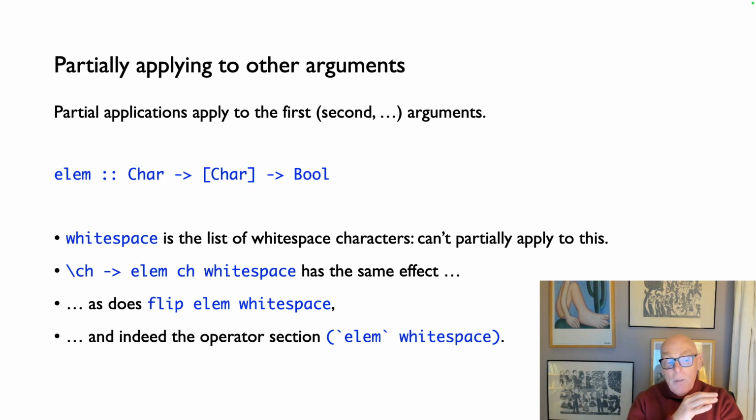So we have a number of tools we can use. The most general is to use the lambda. The other two apply only to the second argument, whereas using an explicit lambda allows us to partially apply to the first, third, seventh and 91st arguments, for example.